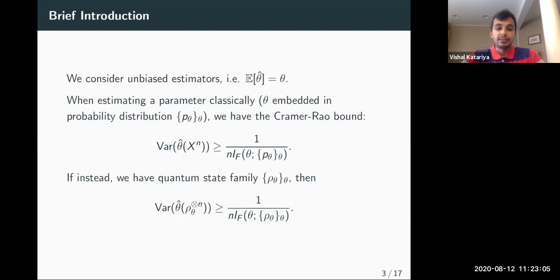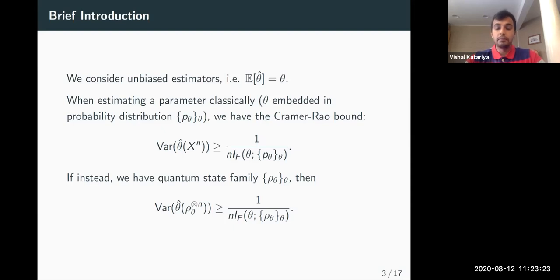So instead, if we have, let's say, a quantum state family, taking this hierarchy one step further, a very similar bound holds. It's almost the same thing, except that this Fisher information has to be defined in a more involved way to connect back to the classical case.